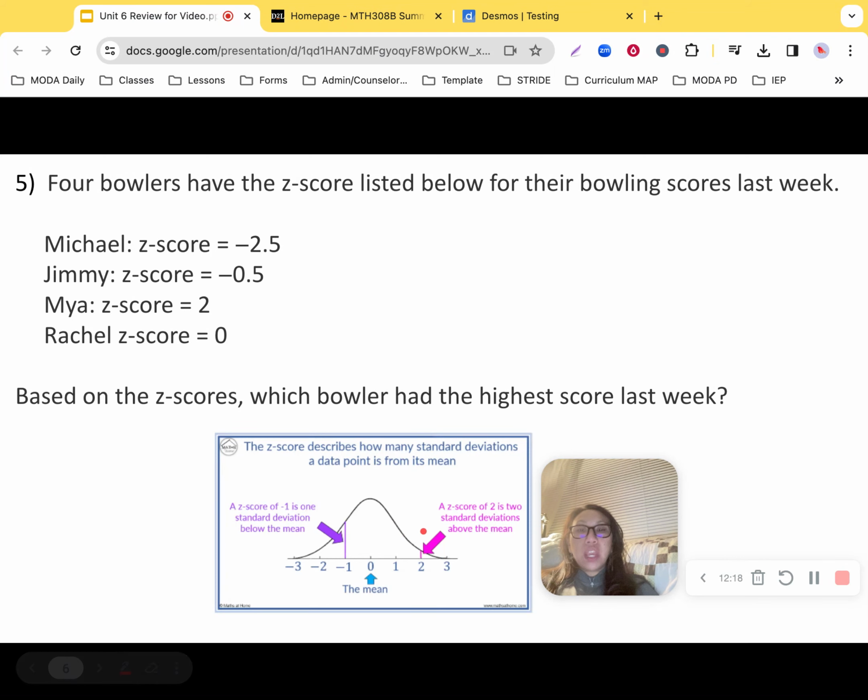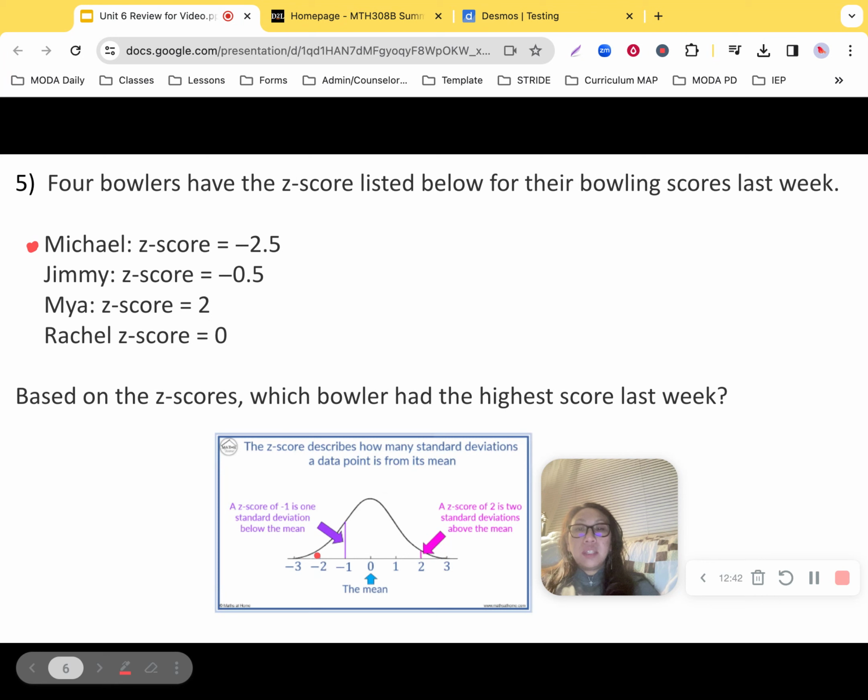So we have here a normal distribution, and 0 right here is the mean. So if we're looking at Michael's z-score, negative 2.5, since it's negative, we know that it is below the mean, 2.5 standard deviations below the mean.